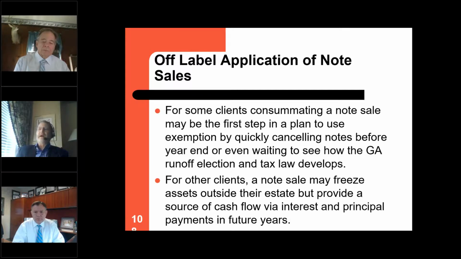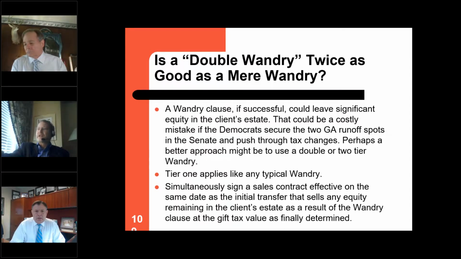Another spin on that, which is what I call off-label, is to use a note sale if the client is still hemming and hawing about what they want to do in terms of completing a transfer this year. They could do a note sale even for the 11.58 million, just have seed capital in there, and let's say do a note sale for 10 million, and then forgive the notes on December 31st. So it gives them some look back to finalize a transaction if they want.